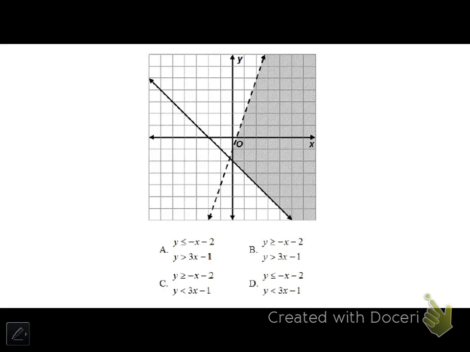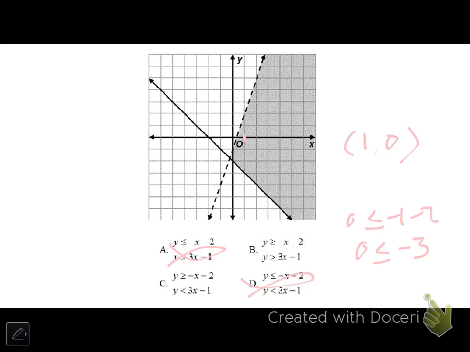Okay, this one I could plug in my point 1, 0. So let's plug it into A. So 0 is less than or equal to negative 1 minus 2. 0 is less than or equal to negative 3. So we can eliminate that one, and it looks like that one's the same.